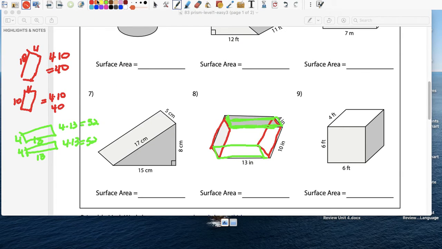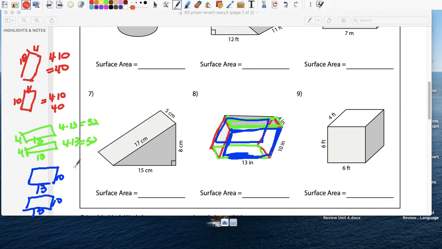And last, we did the front and the back, right? So let me get blue. And do this front part here in blue. That's 13 and the height's 10. And don't forget there's one in the back, 13 and 10. 13 times 10 is 130. And 13 times 10, 130 again.